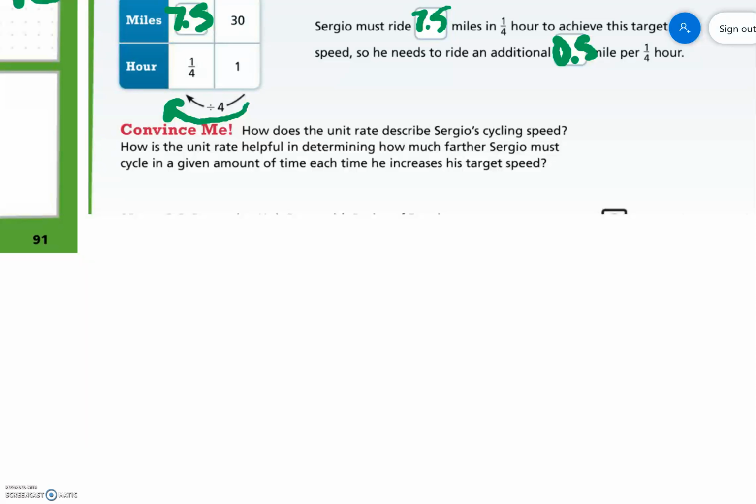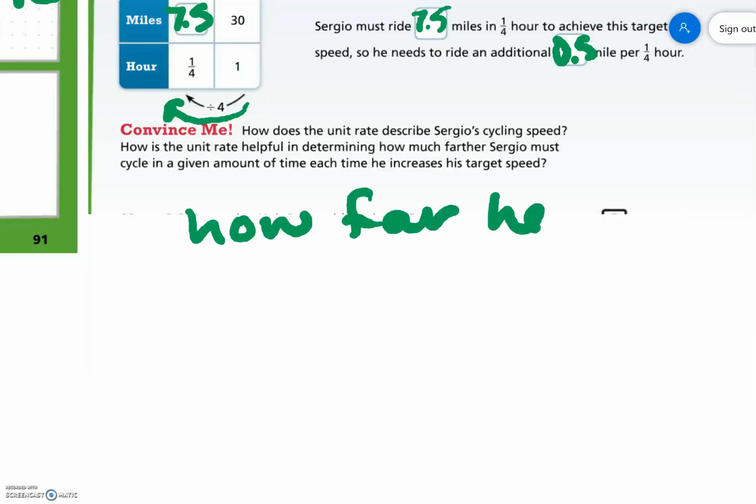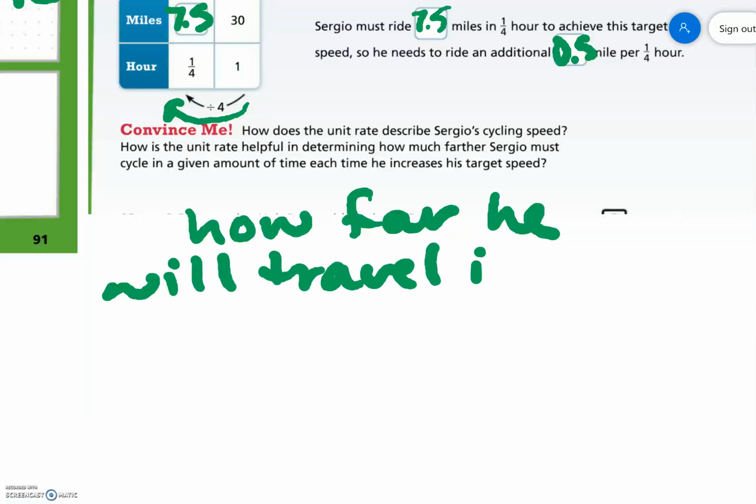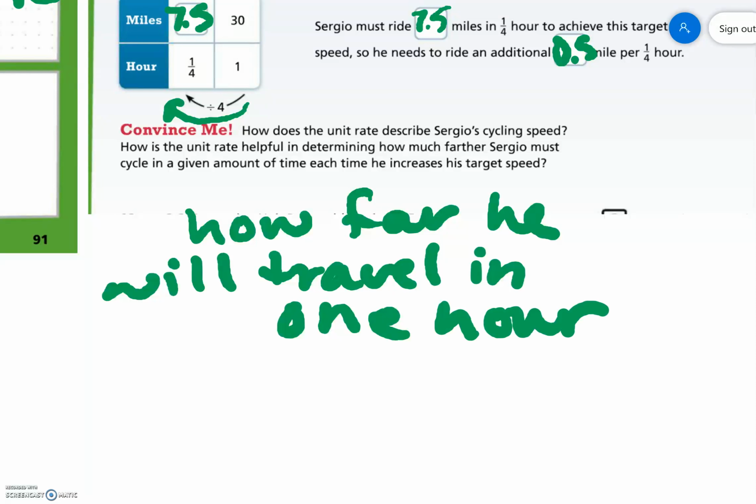How does the unit rate describe Sergio's cycling speed? How is the unit rate helpful in determining how much farther Sergio must cycle in a given amount of time if he increases his target speed? Well, his unit rate tells us how far he will travel in 1 hour. His rate, his speed.